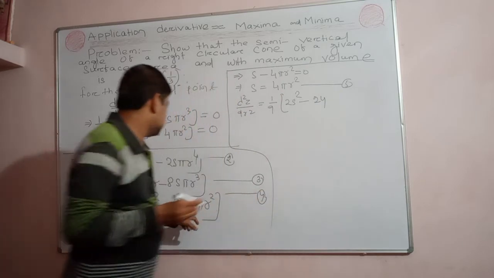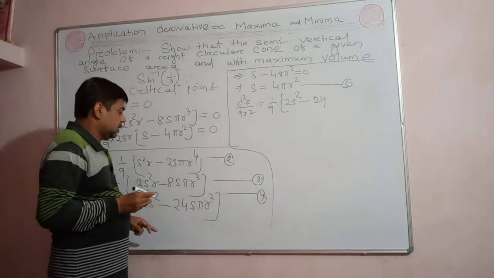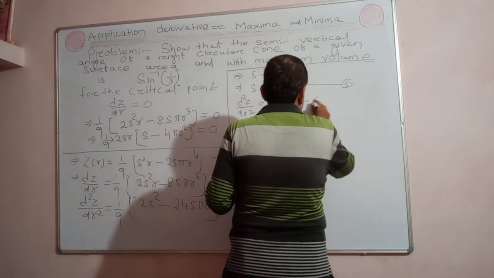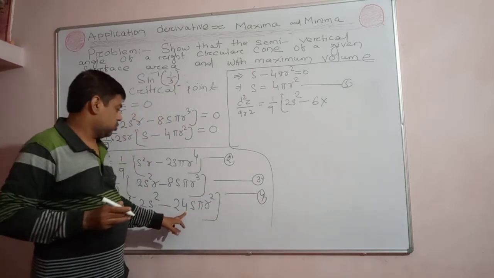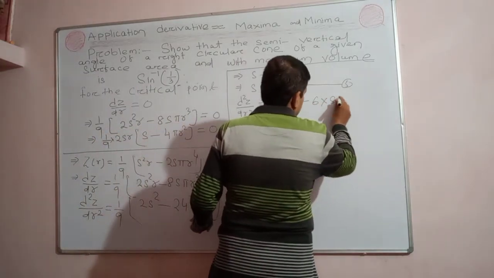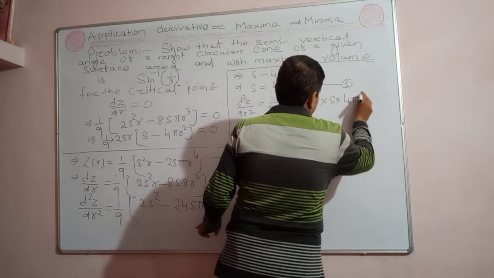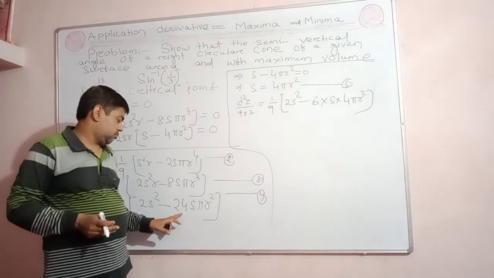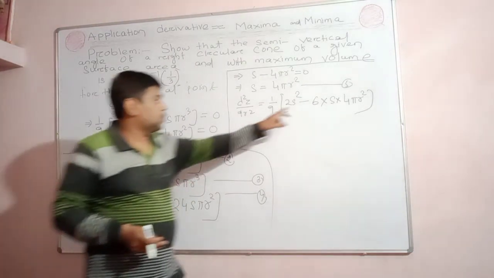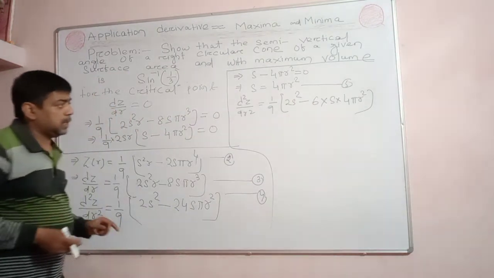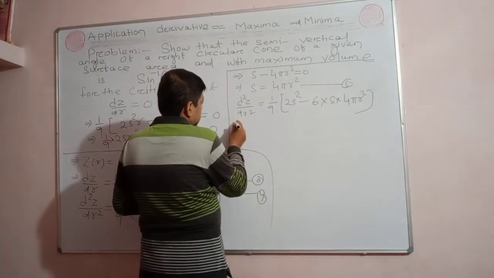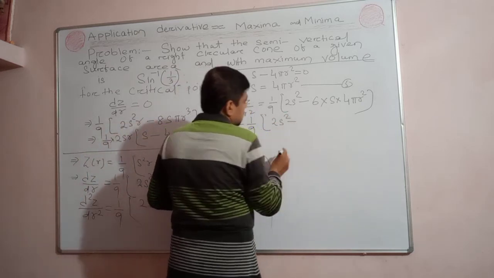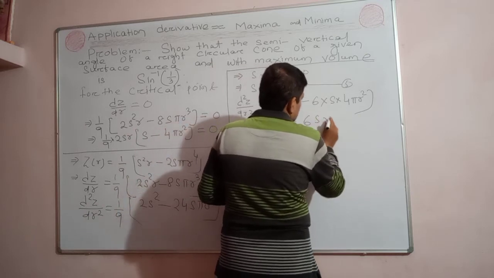What is the value of s? 24 can be written as 6 into 4, so 6s into 4 pi r square. Can it be written also? Yes or no? 24 can be factorized into 6 into 4. So that is equal to 1 by 9, 2a square minus 6s into 4 pi r square.